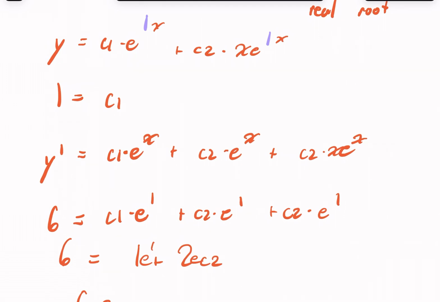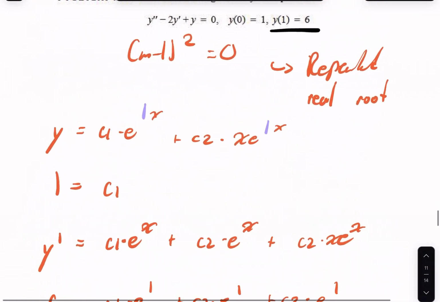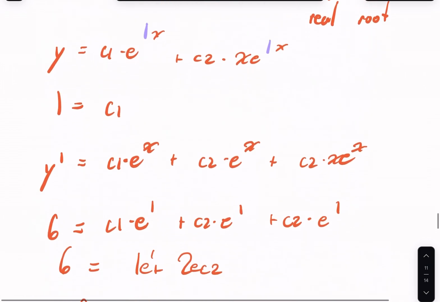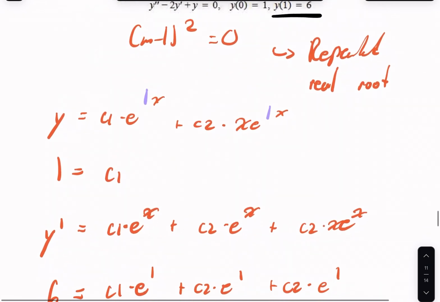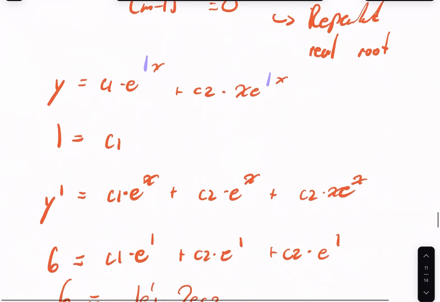And so, oh, wait. Hold on a second. Yeah, so the first one I plug in 0 and I get 1. That's perfectly fine. The second one, when I plug in 1, okay, and I get 6, then what's happening is I get C2e plus C2. That looks about right. What did I change here? E to the x.